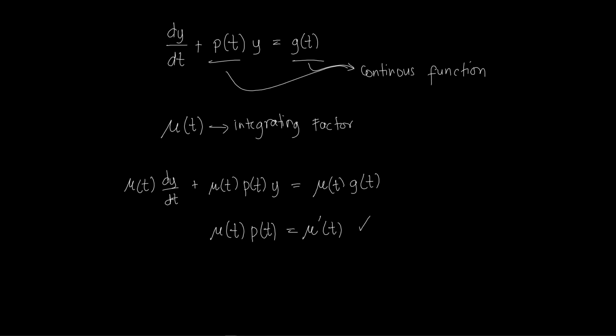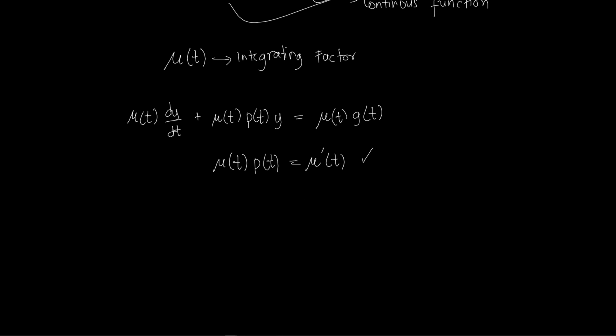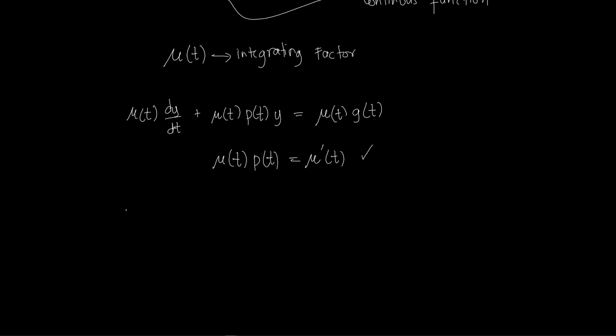Next, since we have this, we can replace it with mu prime of t. So what happens is mu of t dy over dt plus mu prime of t y is equal to mu of t g of t.